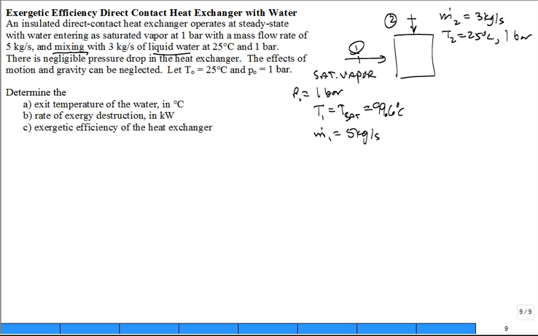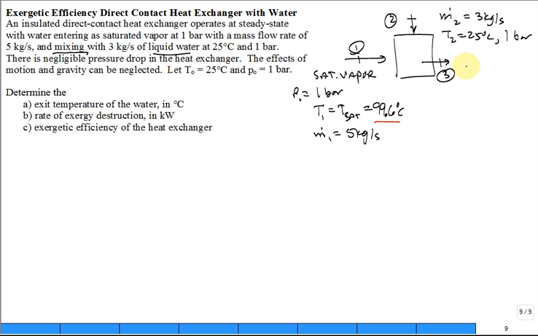Well, this is the saturation temperature at 1 bar. Subcooled. It's liquid. It's just liquid water. So we have this saturated vapor mixing with liquid water that's cold. It's subcooled liquid. And what's going to come out is state 3, and it's definitely water.